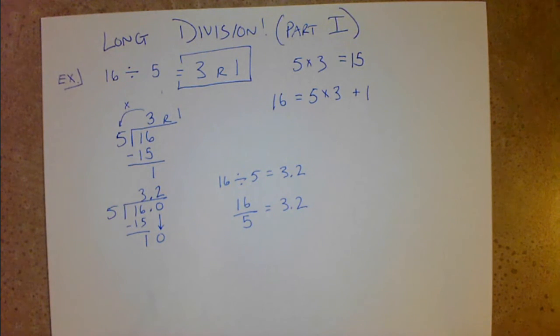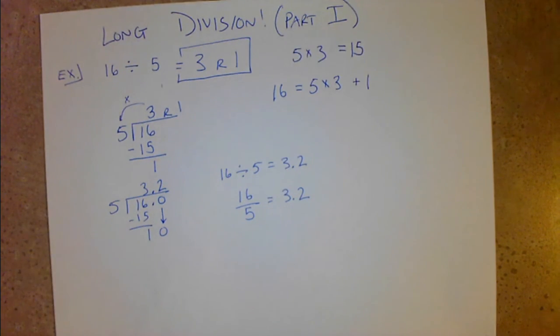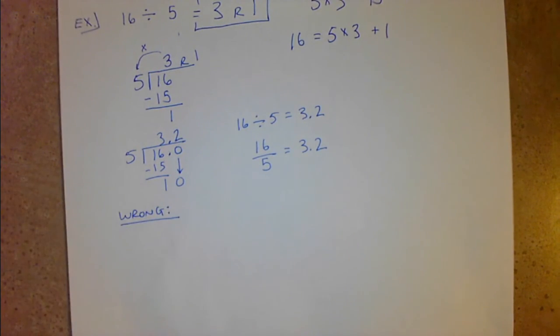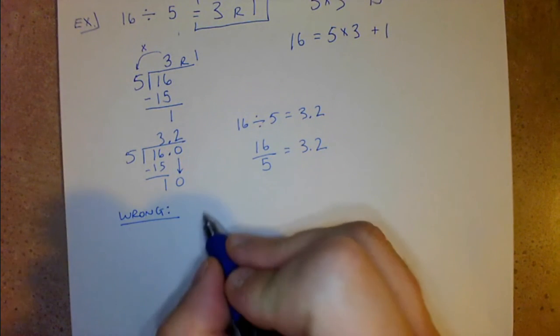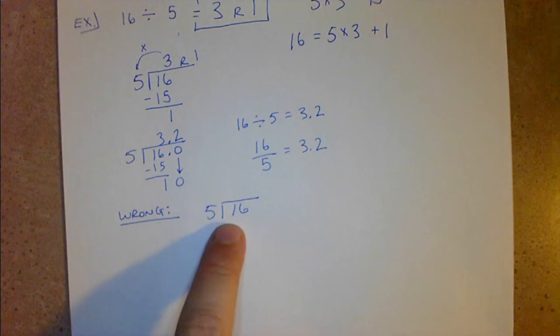Now, before I move on to something slightly more complicated, what I do want to do is point out a very common mistake that students might make here. So let's look at something that is wrong, and we'll see why it's wrong and how to fix and notice when it's wrong. So let's say I'm doing 5 into 16, and I ask how many times does 5 go into 1?